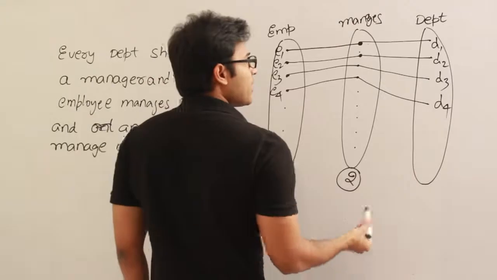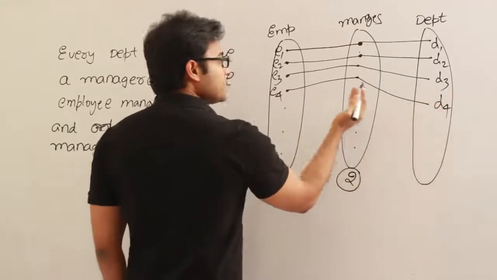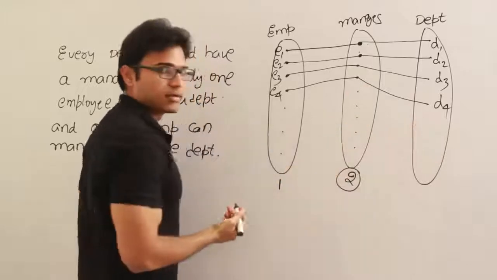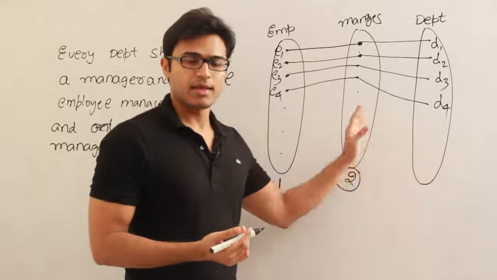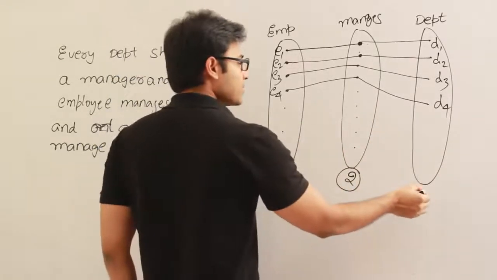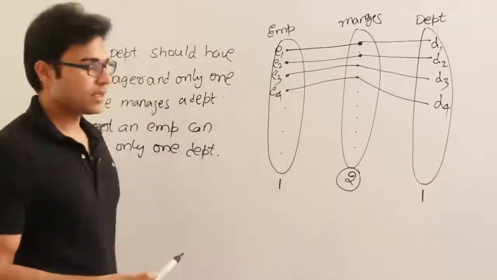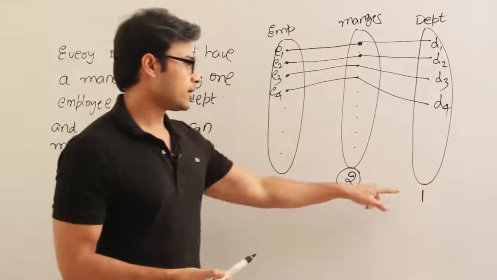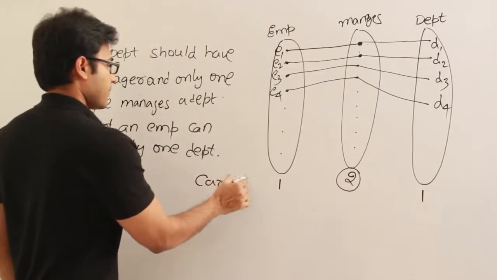What about this one? A department has to be managed by at least one and exactly one employee. That is what is said. So a department has to be managed by at least one and exactly one employee, and so the maximum cardinality is 1. Cardinality itself means the maximum number. So the cardinality here is 1 and the cardinality here is 1. This is the cardinality ratio.